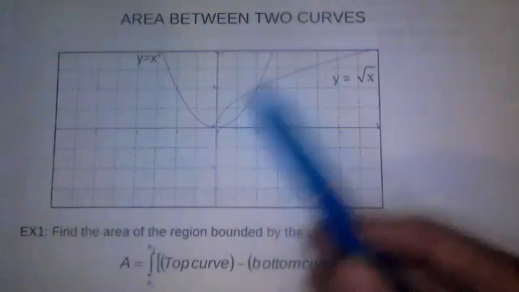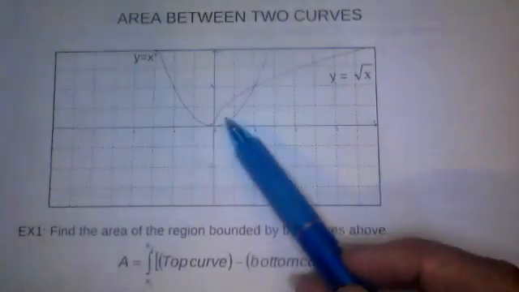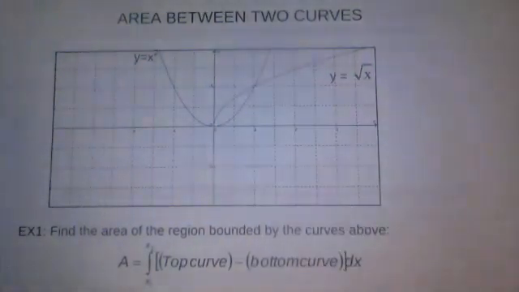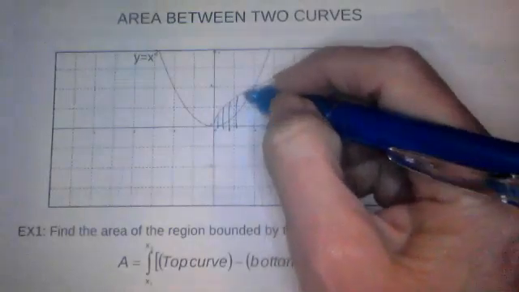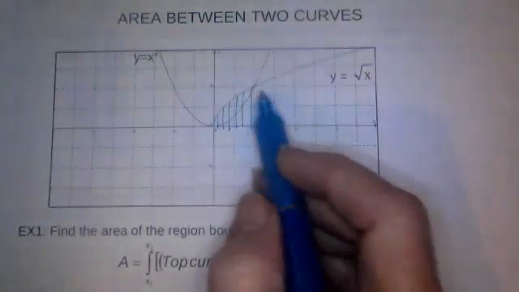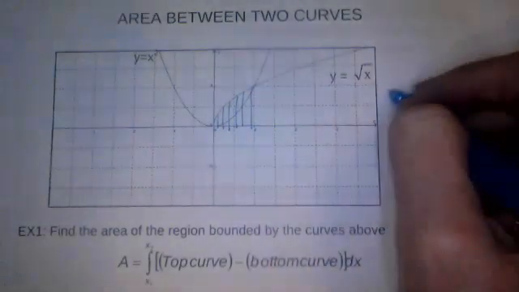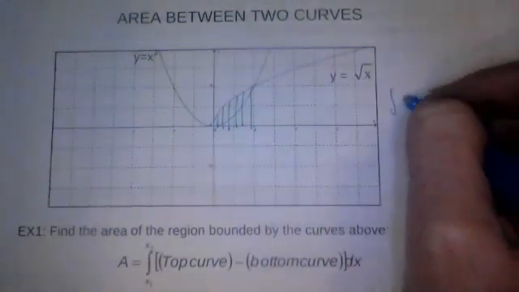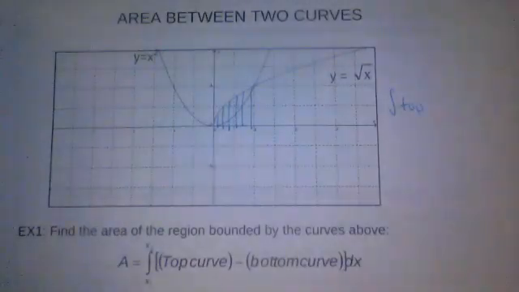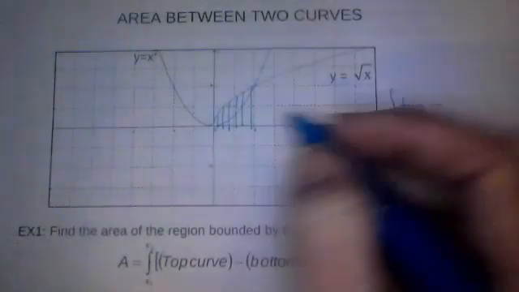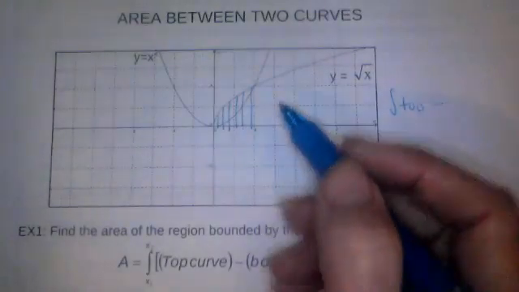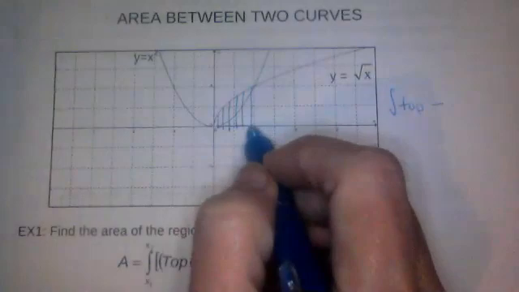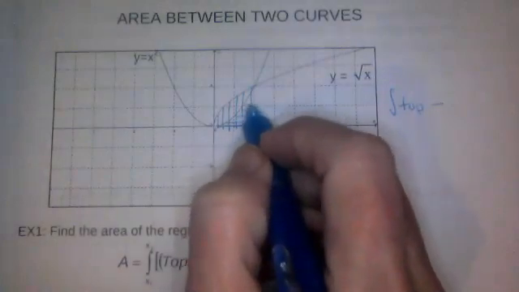curves, the square root of x and x squared, then all I have to do is find the area under the top curve. So the area under the top curve in this case would be the square root curve. So that would be the integral of the top, gives us the area under the top curve, minus, and then if I take the area under the bottom curve, then that takes this area right here.